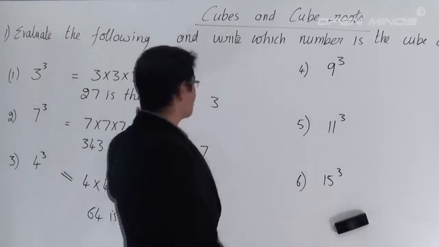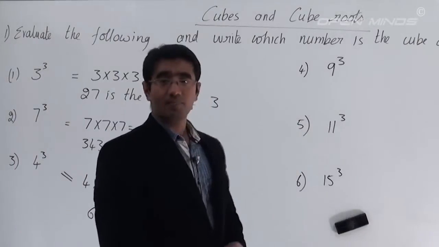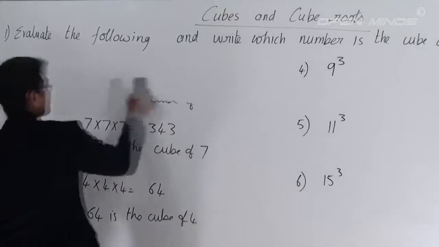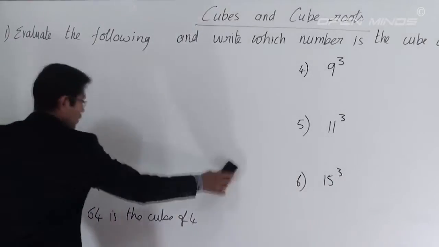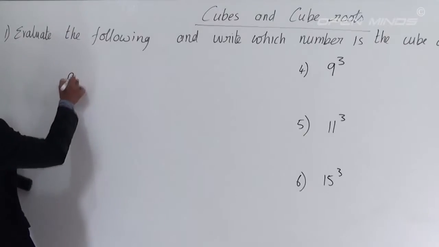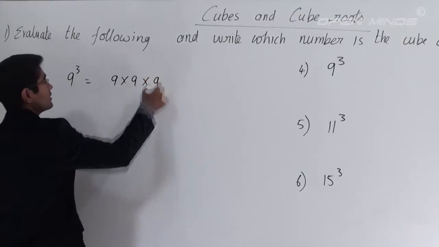So these 3 are pretty small numbers, so we can just do it directly. What about numbers like this? We may have to multiply it. Okay, let's check it out. I will erase this for you. We're going to talk about 9 cube, so I'll write this as 9 times 9 times 9.